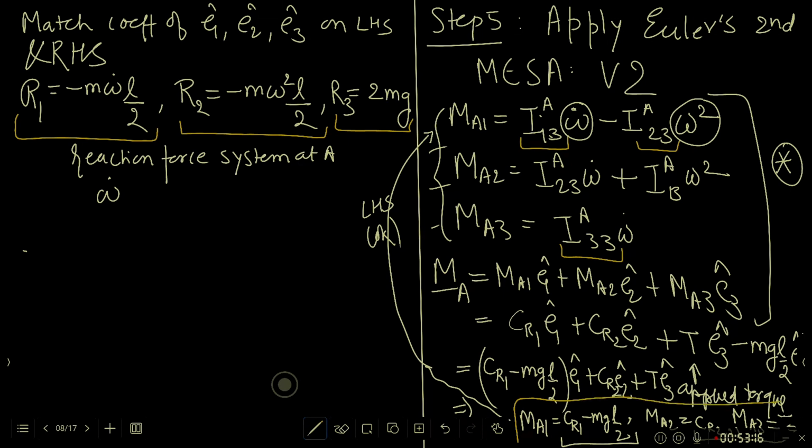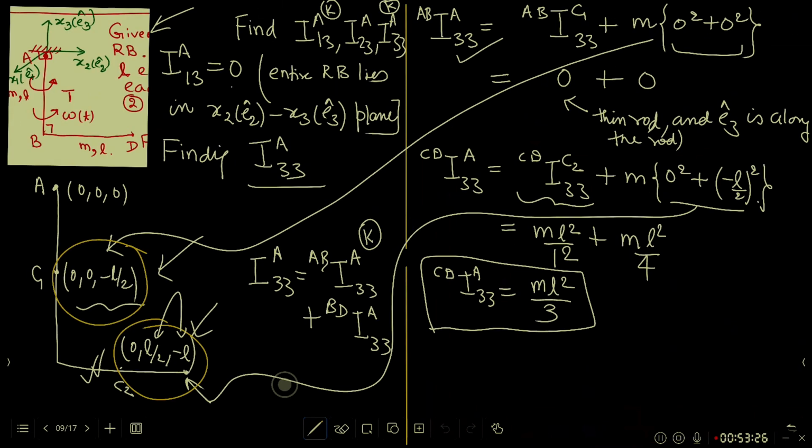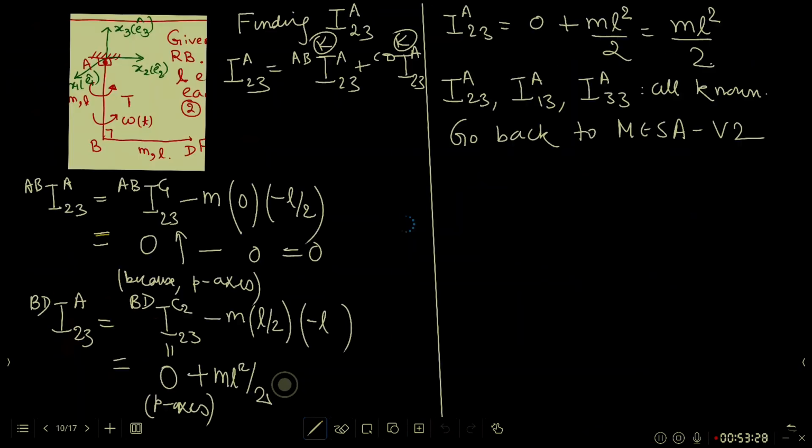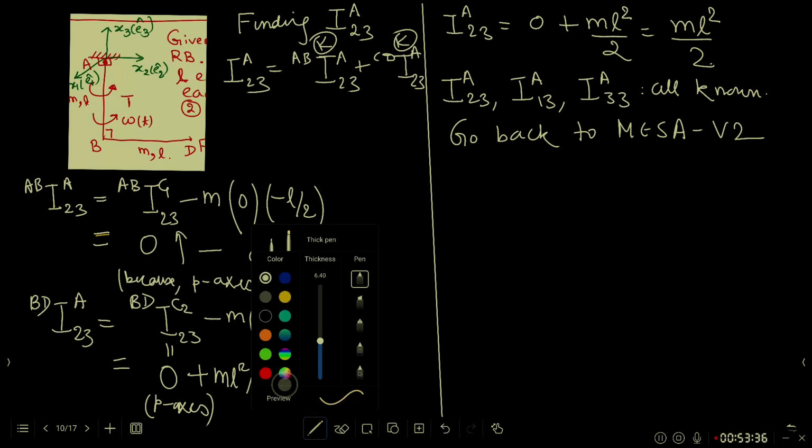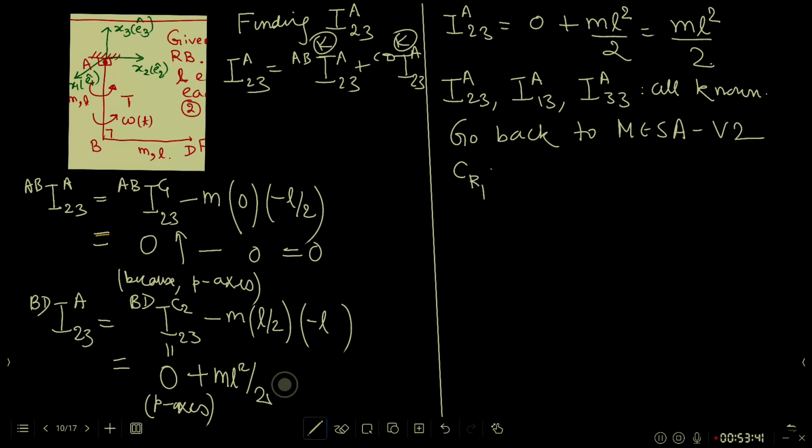try to simplify the algebra a little bit, you are going to get these equations, which I leave for you to verify. You will get these equations. CR1 minus MGL by 2 turns out to be minus ML square by 2 omega square. Okay, CR2 turns out to be ML square omega dot by 3.